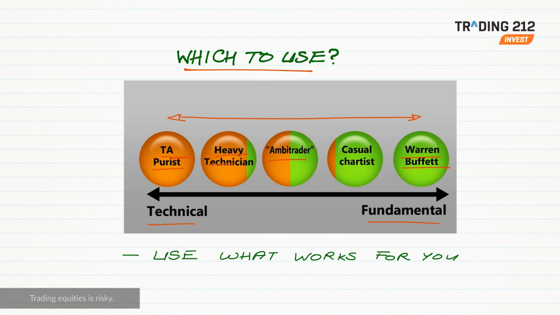And a casual chartist is someone who heavily focuses on fundamental analysis but might cast their eye over a chart every now and then. And I would say that we might describe these people on the left as being more like traders and those on the right as being a bit more like investors. Though this doesn't necessarily have to be the case. Ultimately, it's up to the individual, and the golden rule, as always, applies: use what works for you.